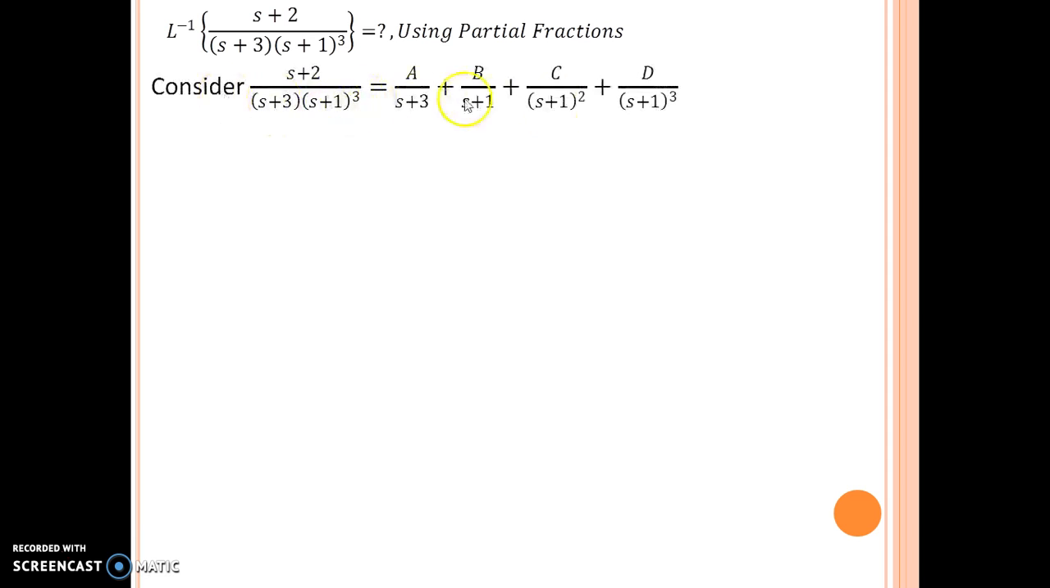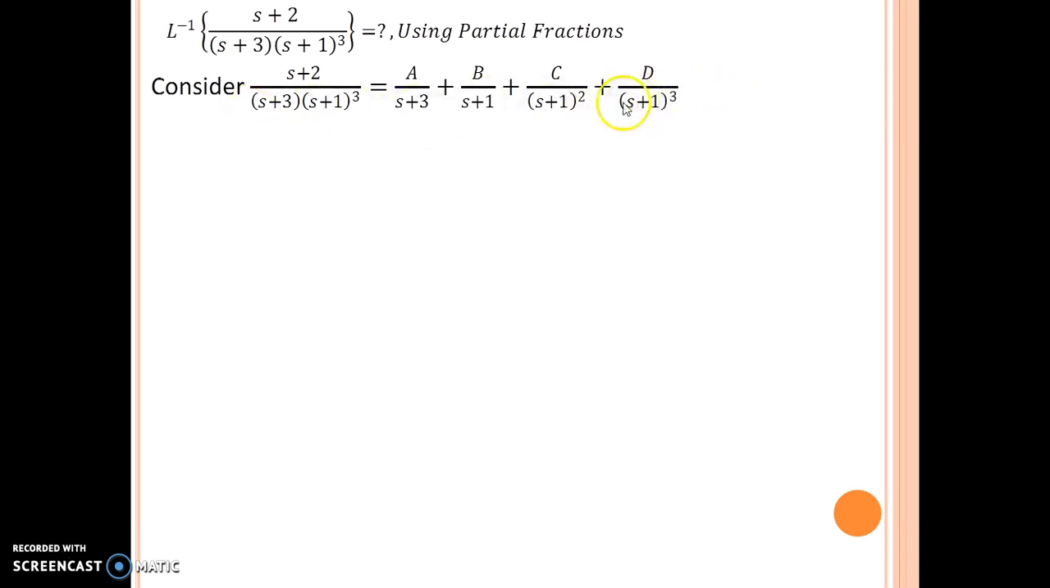First of all, observe this phi of s. Here this case goes to case number 2 of our partial fractions, because if you observe, this factor is repeated 3 times and this factor is repeated only once. So we can express this in this manner, that is A over s plus 3, B over s plus 1, C over s plus 1 the whole square, and D over s plus 1 the whole cube.